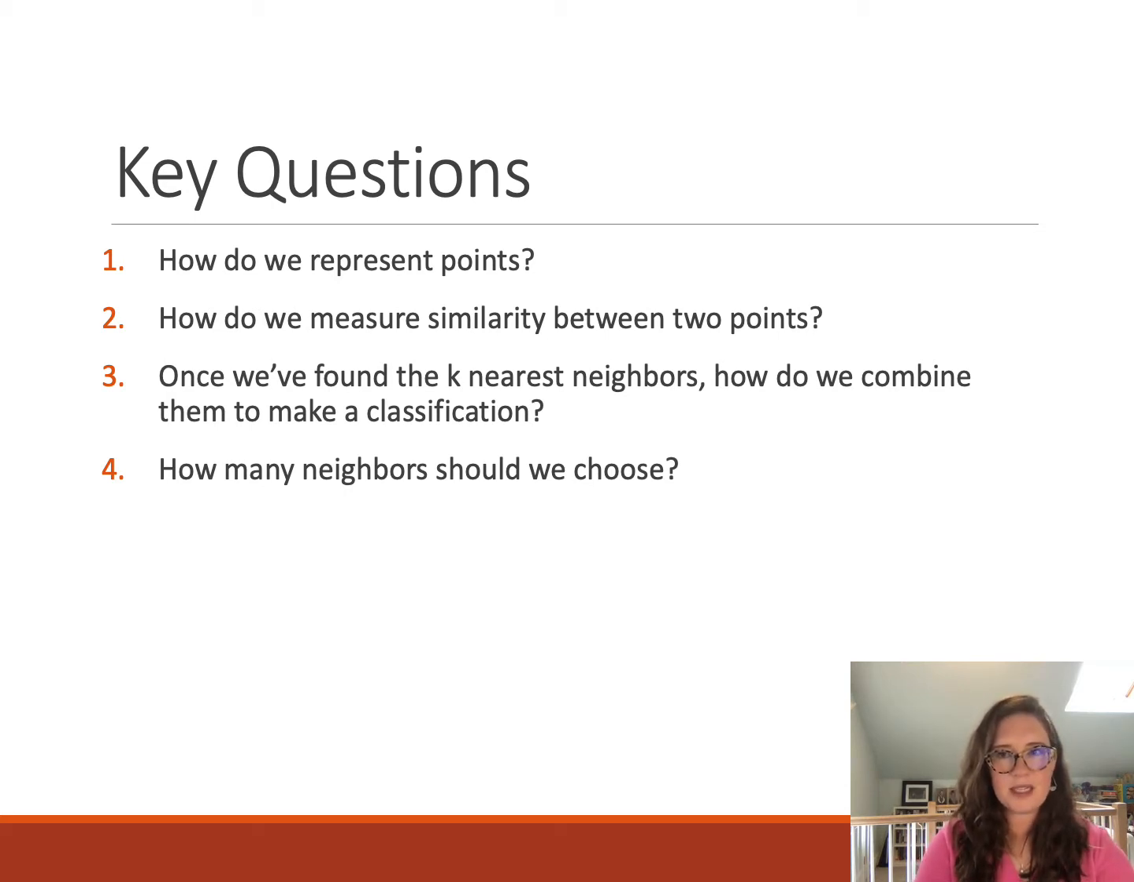The first one is, how do we actually represent points as data? The second is, how do we measure the similarity between 2 points? Then once we've found the k-nearest or the k-most similar neighbors to the point of interest, how do we combine them to make a classification? And then finally, how do we determine k, or how do we figure out how many neighbors we should use?